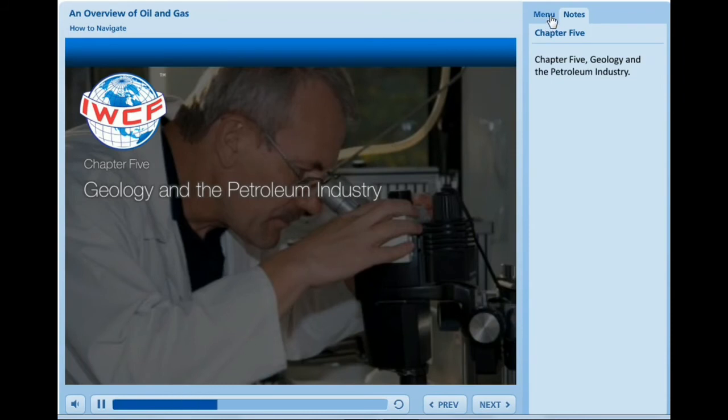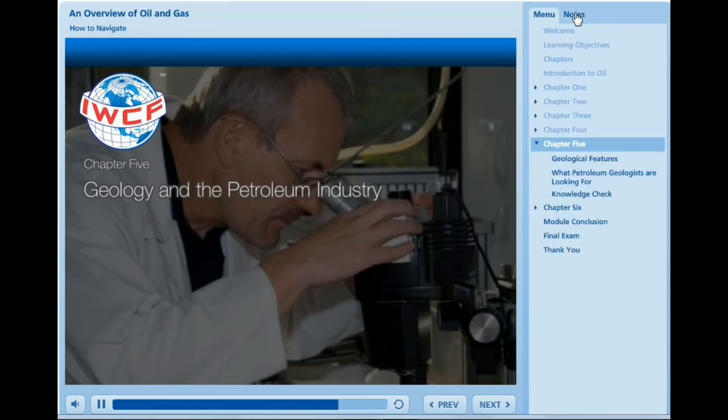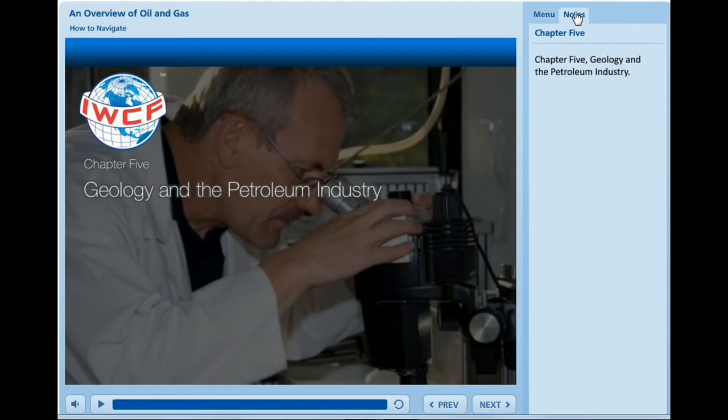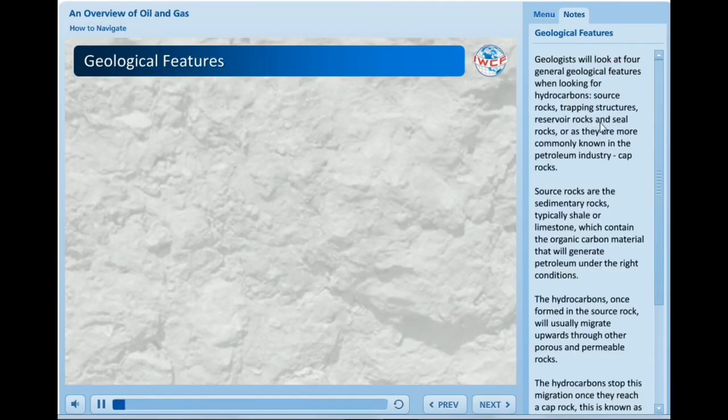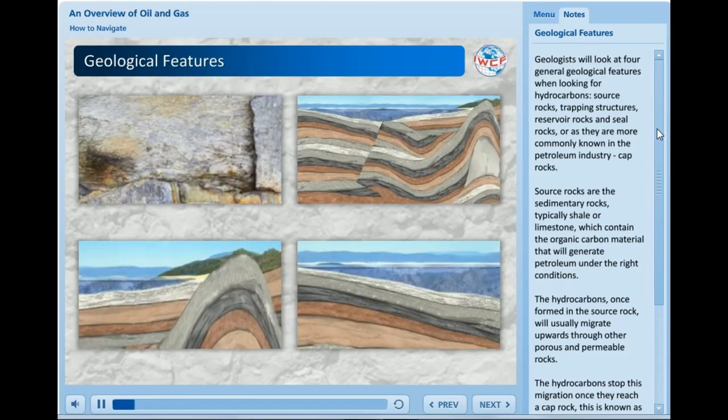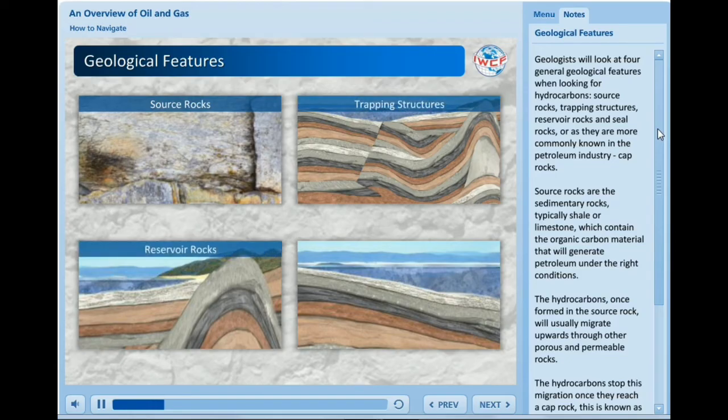Chapter 5. Geology and the Petroleum Industry. Geologists will look at 4 general geological features when looking for hydrocarbons: source rocks, trapping structures, reservoir rocks, and seal rocks, or, as they are more commonly known in the petroleum industry, cap rocks.